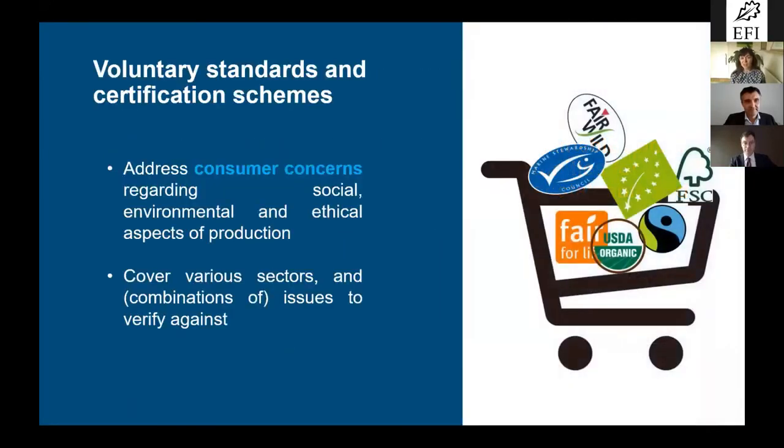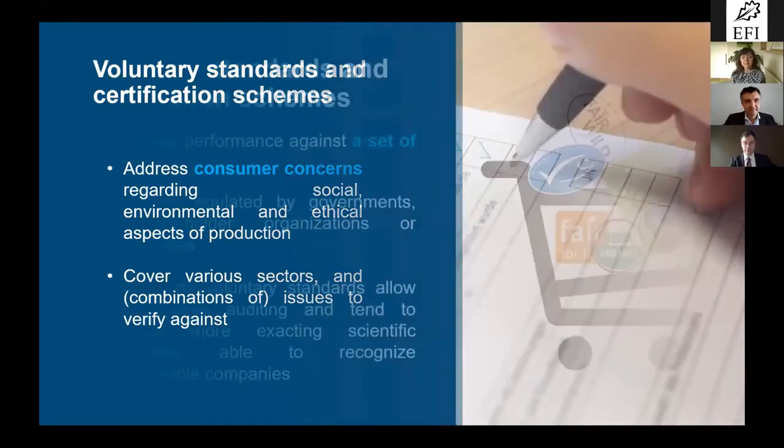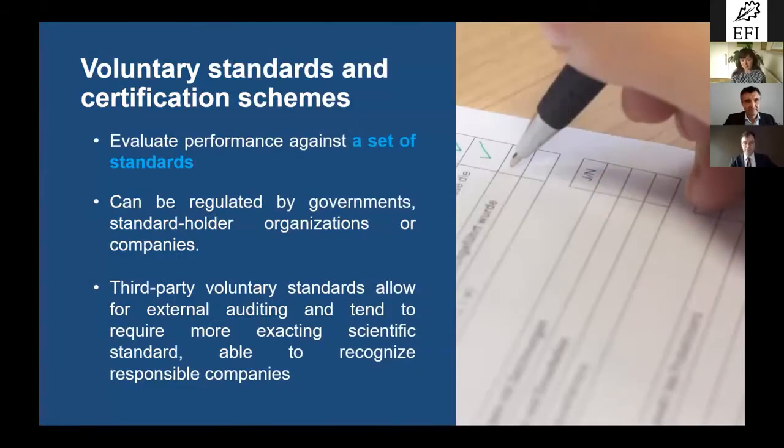The voluntary standards and certification schemes appeared or were created in order to address consumer concerns regarding social, environmental, and ethical aspects of production. They do cover various aspects and sectors. Quite often, the issues they cover can be overlapping, but also they can be uniquely made to cover a particular issue. So clearly, there are standards that cover issues of quality, standards that cover the issues of biodiversity conservation or equitable trade. They evaluate performance against a set of standards and can be regulated not just by private initiatives, but also by governments or companies themselves. So there is a whole variety of approaches.